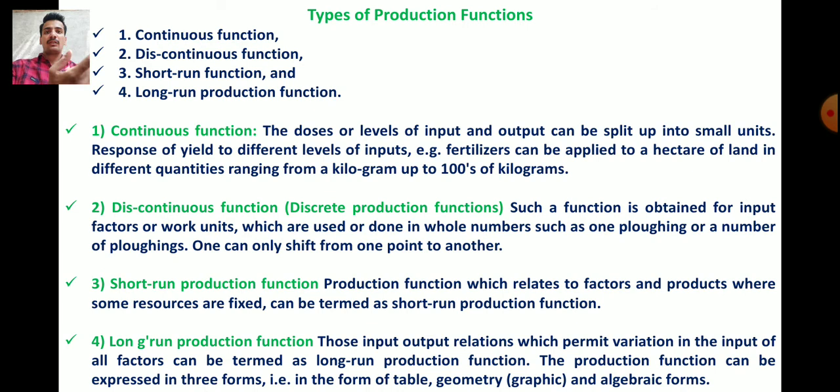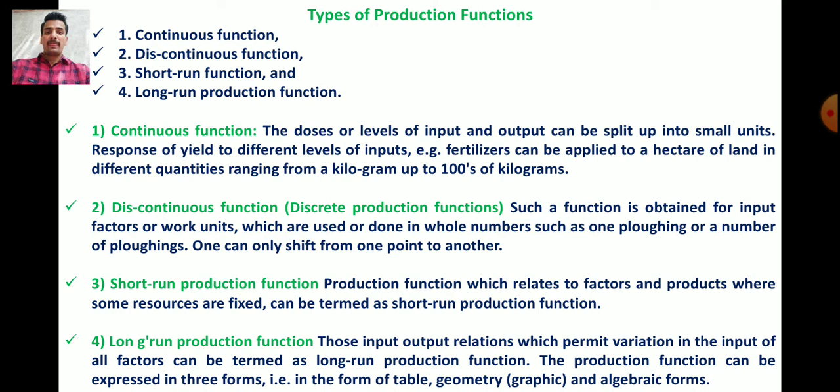One ploughing is one number or whole number. Likewise, you cannot split that ploughing into half or point ploughing. That's why it is the discontinuous function or discrete function. Then third, short run production function. A production function which relates to factors and products where some resources are fixed can be termed as short run production function. So the production function in which some factors are fixed factors is considered as short run production function. Then next is long run production function.